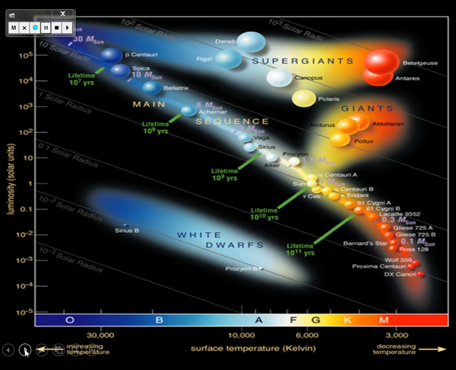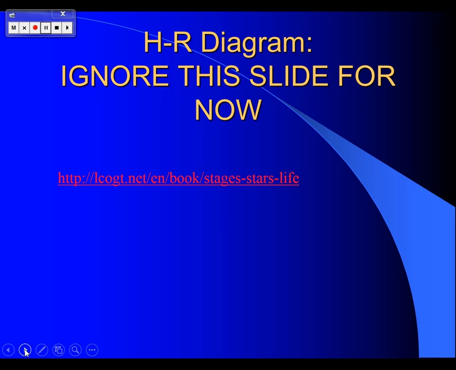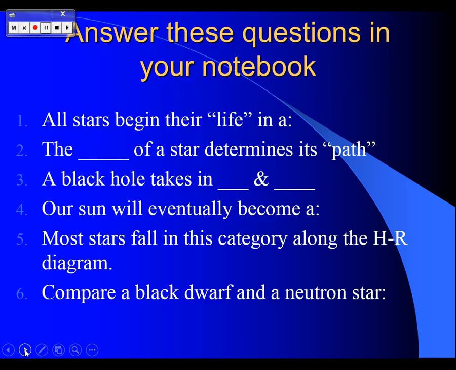And this is an image of the Hertzsprung-Russell diagram. We're going to be using this a lot in class. If it looks scary to you, don't worry about it. It's actually really, really easy. I'll explain it, and it should click in your brain in just a few seconds. So don't worry if that looks scary to you. Okay, we're going to ignore that slide. And this is your last one.